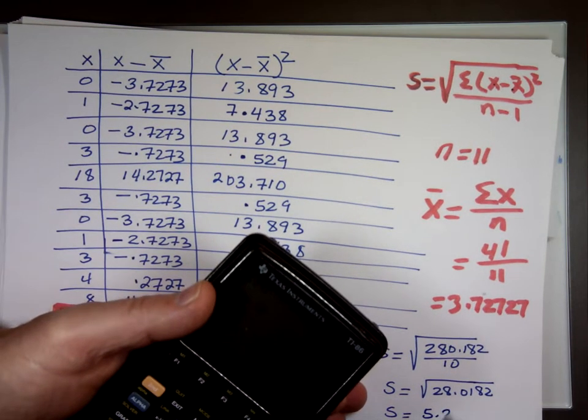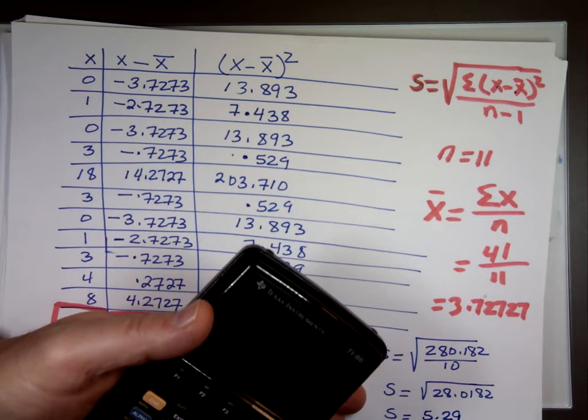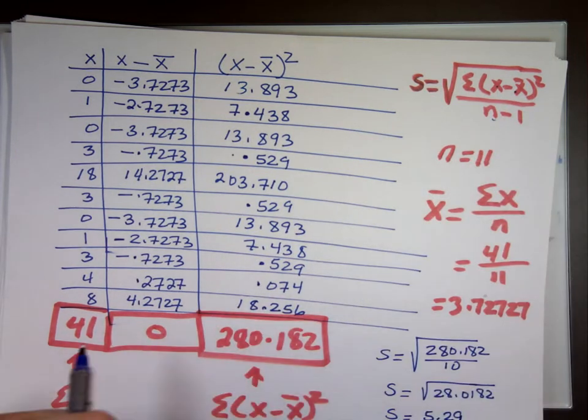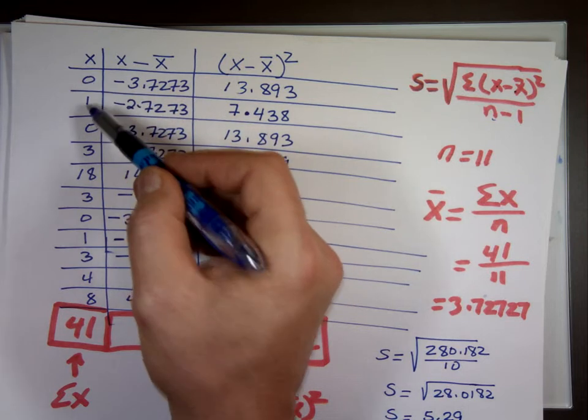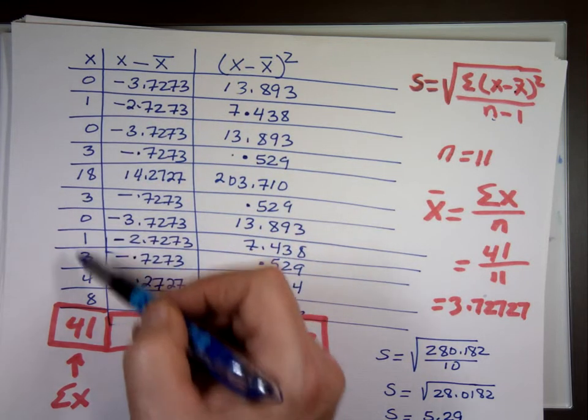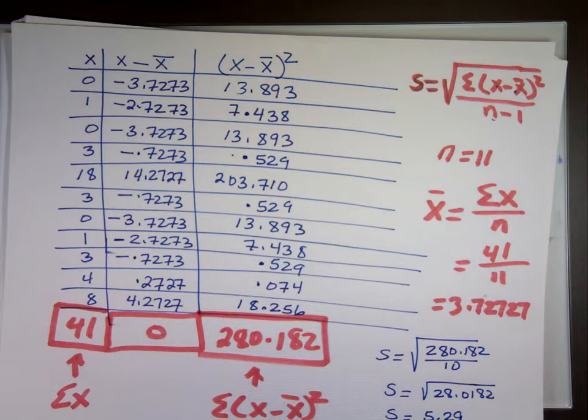Yes. Where did the 10 come from? N minus 1. Where's the n though? Count how many values you have there, Nick. Okay. 1, 2, 3, 4, 5, 6, 7, 8, 9, 10, 11. We have 11 values. So 11 minus the 1, that's where the 10 comes from. Okay. Yep.